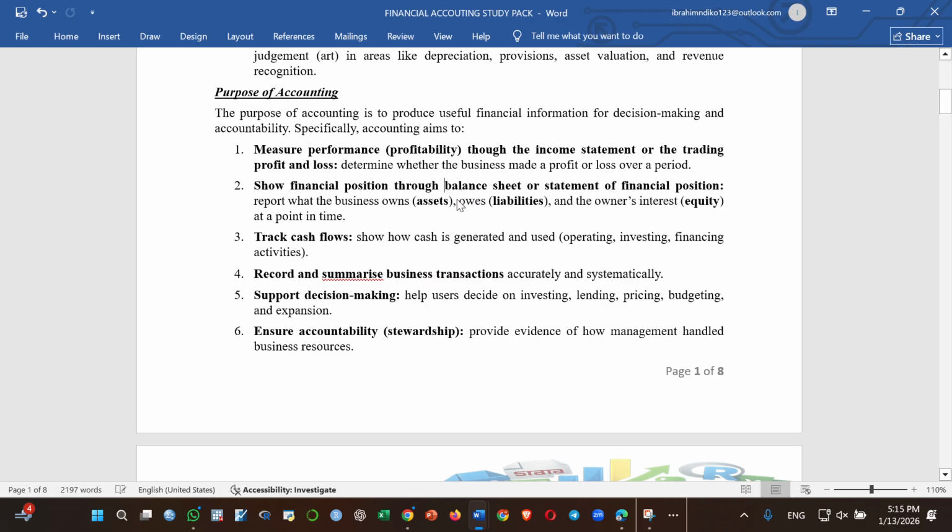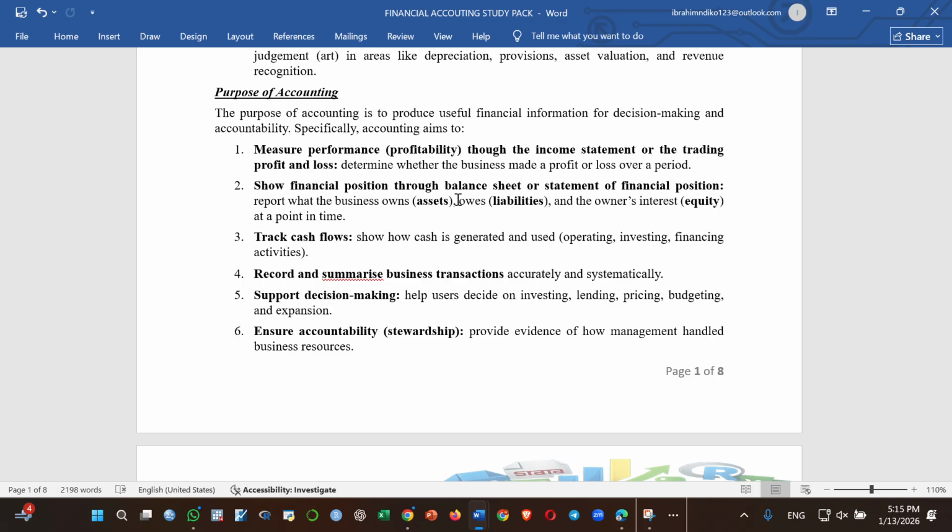So number two, the main purpose of accounting is that it shows the financial position. Sorry, financial position, not performance. Performance is number one. The financial position of a company is achieved through looking at the balance sheet or the statement of financial position.